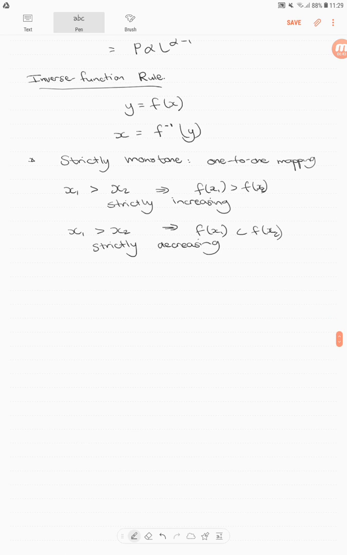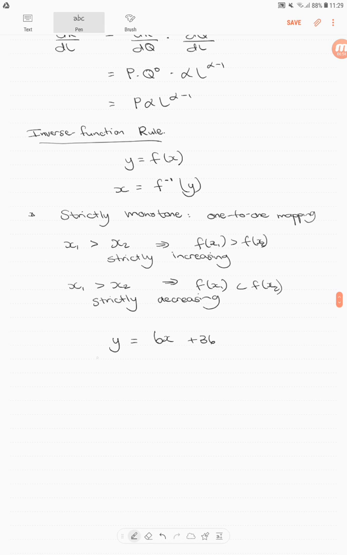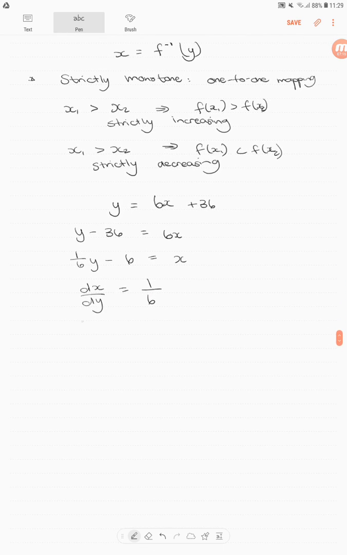How does the inverse function rule of differentiation work? So we have y equal to 6x plus 36. So solve for x first. That is, y minus 36 is equal to 6x. That means 1 over 6 y minus 6 is equal to x. That means the derivative dx dy is 1 over 6. The derivative dy dx is equal to 6.